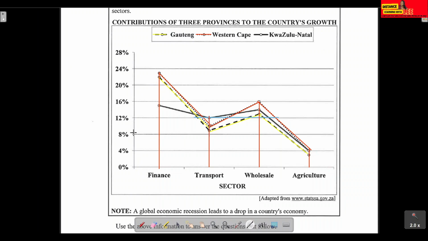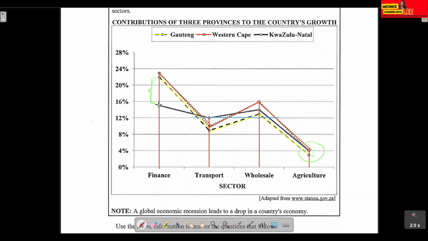So what do we see here? Can we say that the agricultural sector has its values spread out the most? No, because we can see that these values are actually close together. They're not really spread out. But what do we notice about the finance sector? We notice that there's a gap between the Gauteng and the KwaZulu-Natal percentage value.